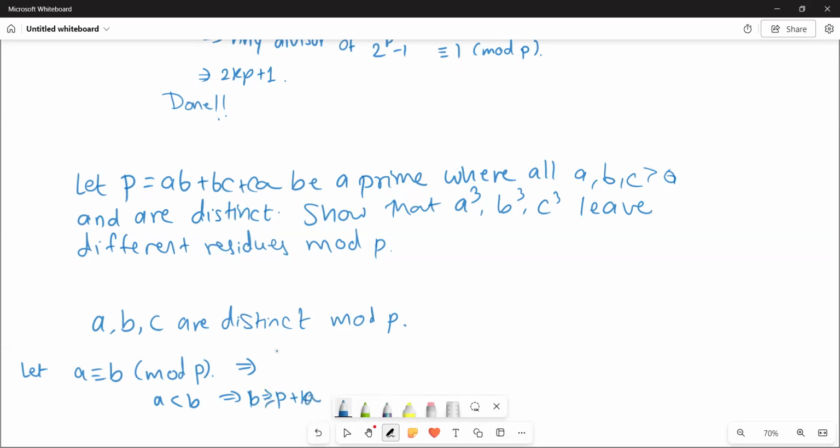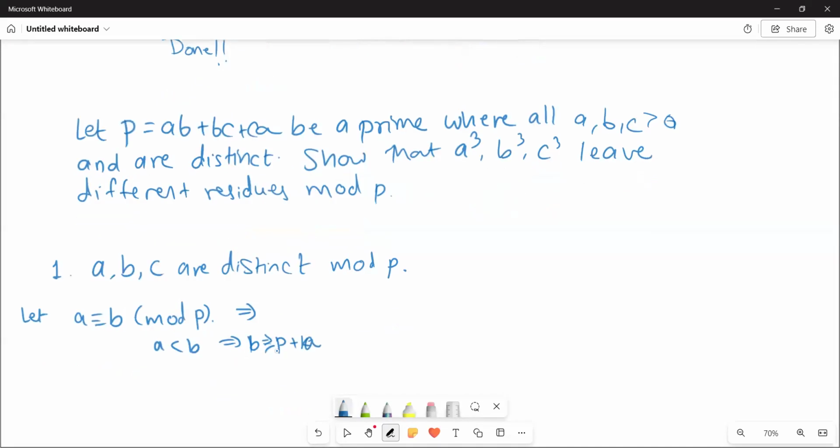Okay, very good. So the first observation is A, B, C are all distinct mod P. Why? Because if A and B are equal mod P, since we know they are distinct, if B is greater than A, then B will be of the form P plus A. And so AB plus BC plus CA will be strictly greater than P, which is not possible. Very good.